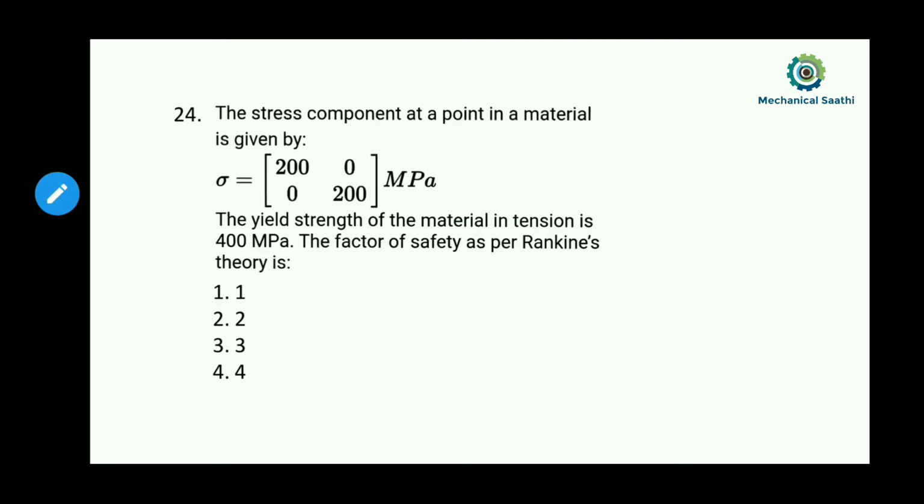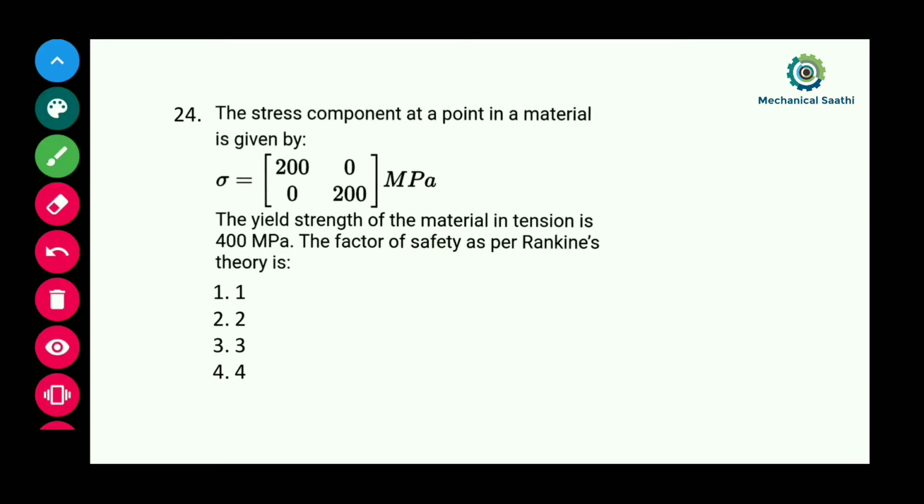Then moving towards the next question, question number 24. The stress component at a point in a material is given like this: sigma is the matrix 200, 0, 0, 200 in terms of megapascal. The yield strength of the material in tension is also given as 400 megapascal. We need to find out the factor of safety as per Rankine's theory. As we know, Rankine's theory is otherwise known as the maximum normal stress theory.